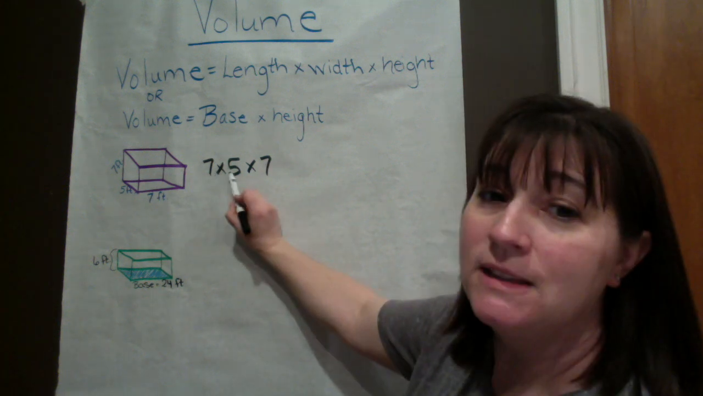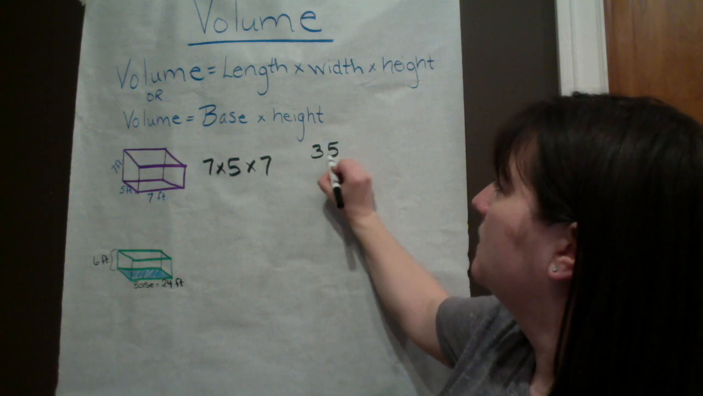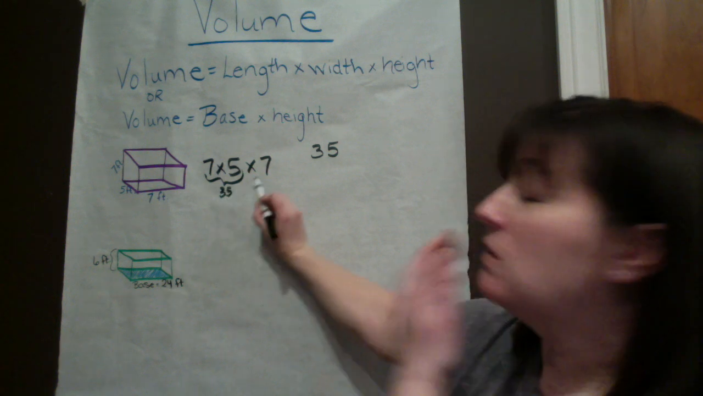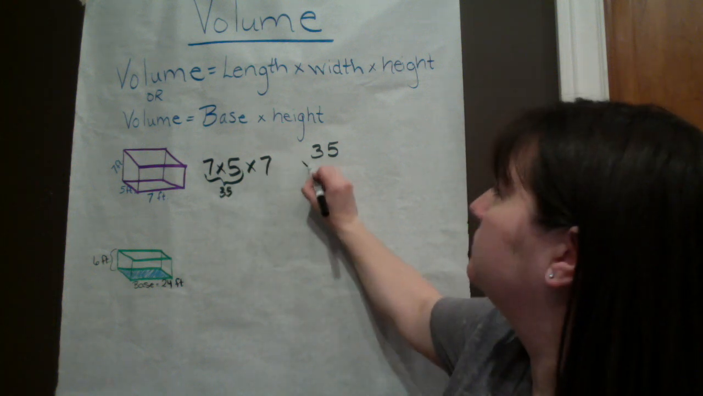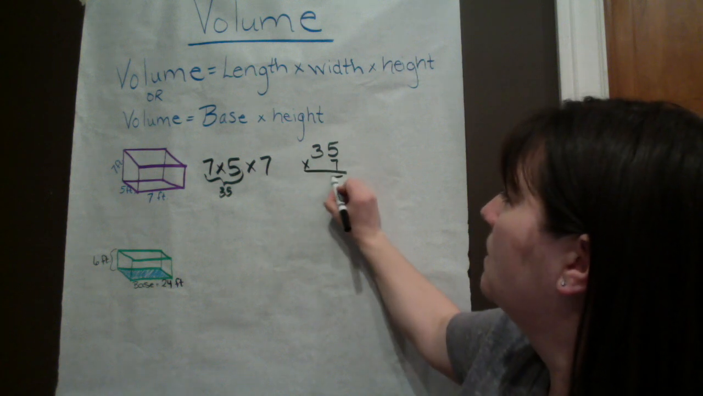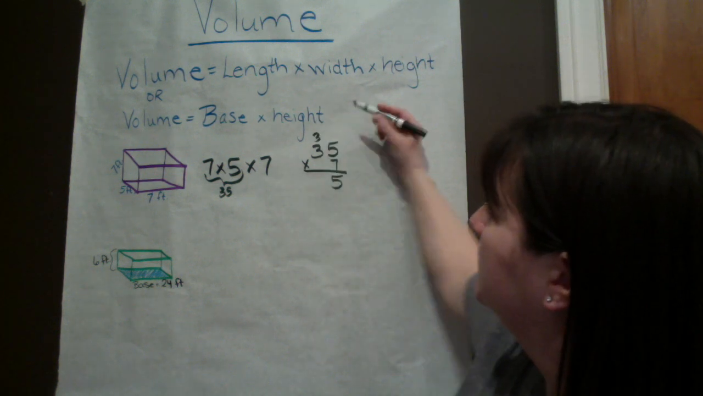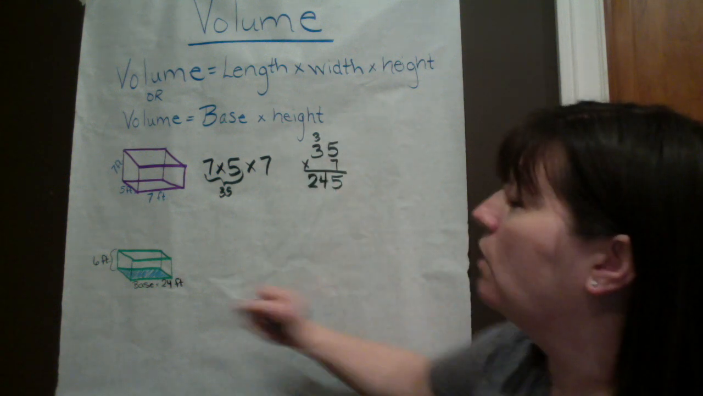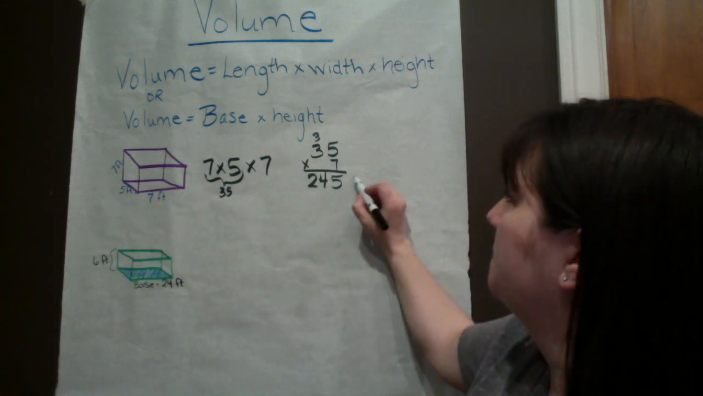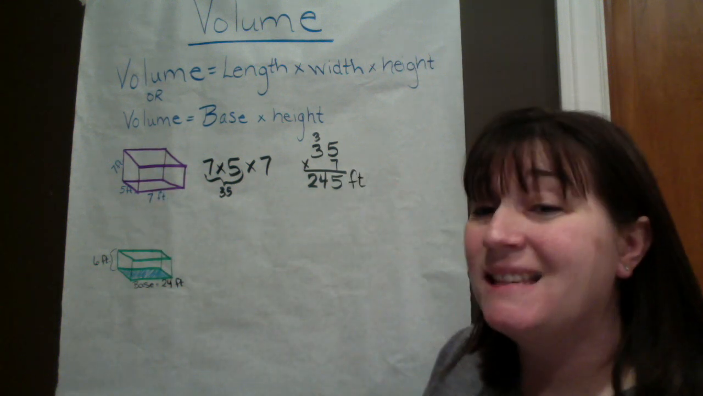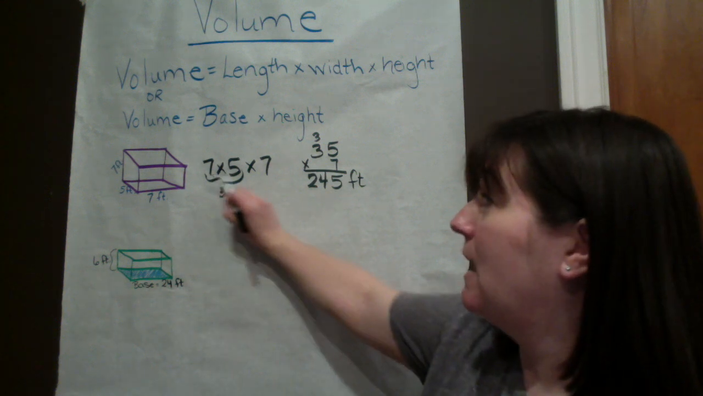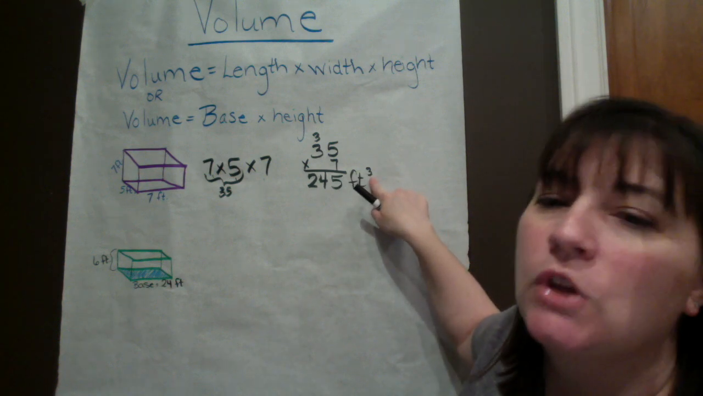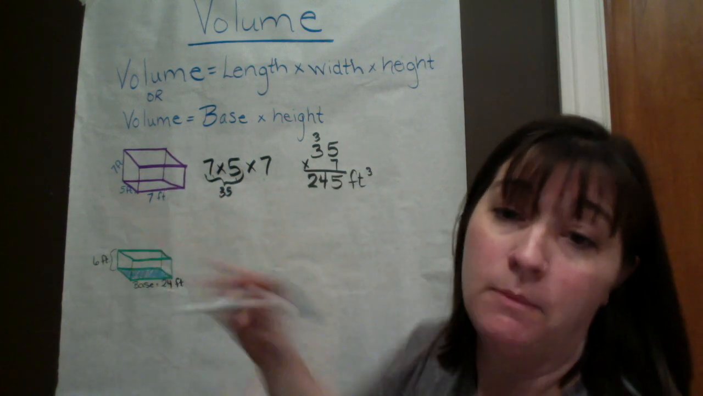So 7 times 5 is 35, and that's these two. And then I have to take that times 7. So that's 35, and 7 times 3 is 21, and 3 more is 24. My label on here was feet. Now, this is different from area. Because I'm multiplying 3 numbers, my label is a 3, and we would call this cubic feet, and that's because this makes a cube shape, a 3D shape.